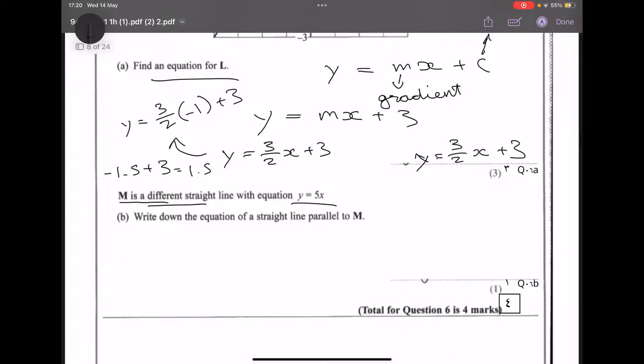Write down an equation of a straight line parallel to M. Therefore, as it's parallel, it will have the gradient 5. Therefore, any answer y equals 5x plus c with any value of c will work as long as it's not a 0. So y equals 5x plus 1. That would get us all the marks.